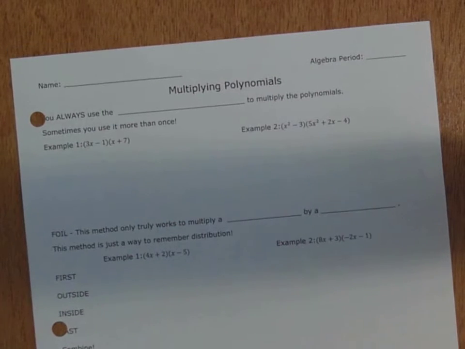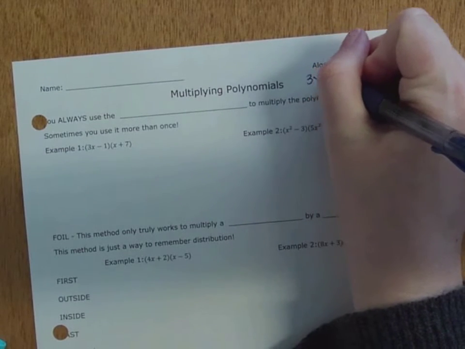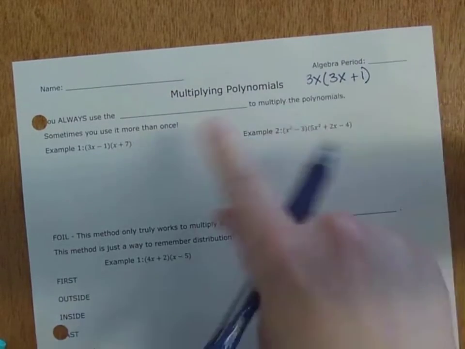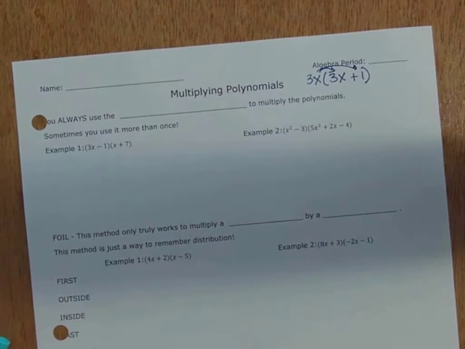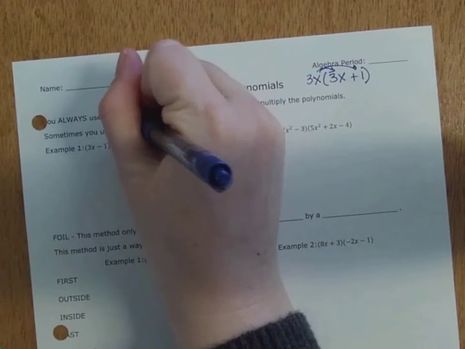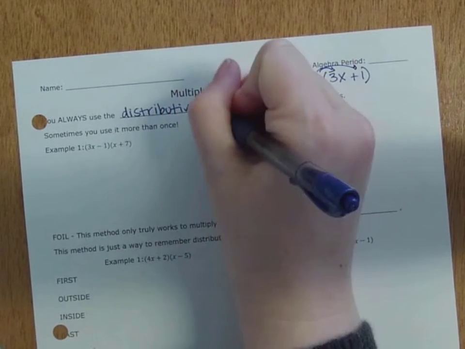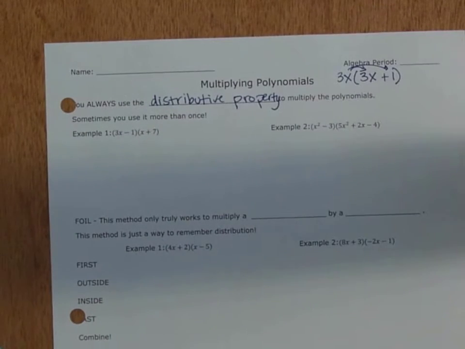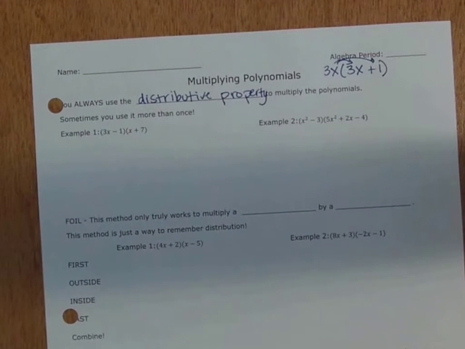Multiplying polynomials. Just like in your warm-up where it was 3x times 3x plus 1. Here, how did we do this? We use the distributive property. You're still going to be using the distributive property. You always use the distributive property to multiply polynomials. The only thing that changes is how that distributive property looks. So we're going to use the distributive property 3 ways.